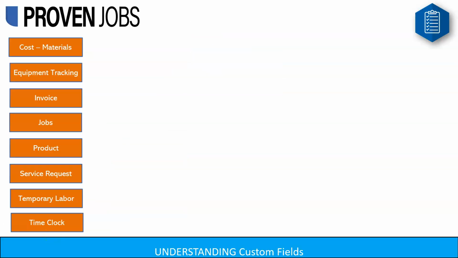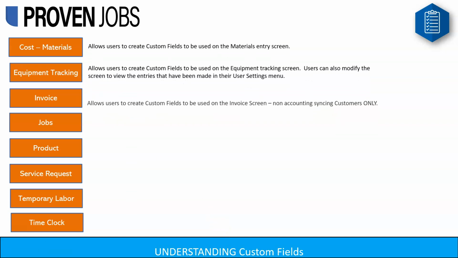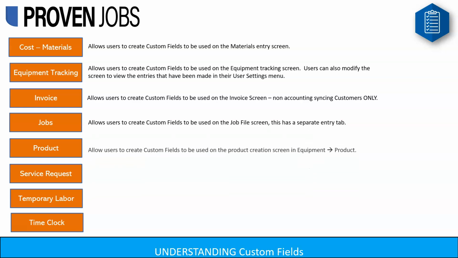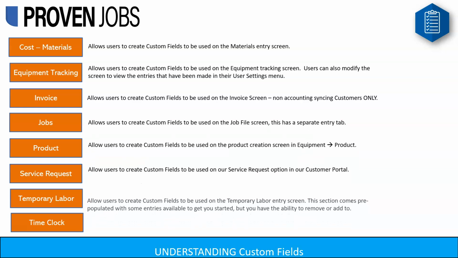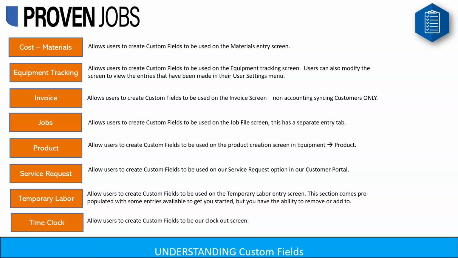The last item we want to talk about is understanding custom fields in Proven Jobs. Proven Jobs has many entry screens inside of the system that allow users to customize different entry form options in order to customize their database to their needs. Now, I've listed several different options here that allow you the ability to customize different aspects of the database to your company's needs.